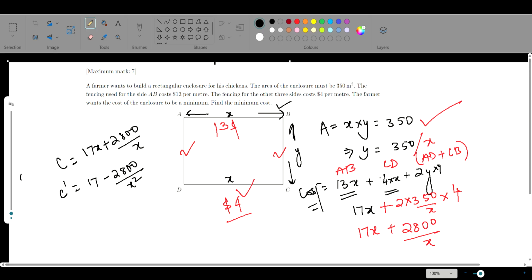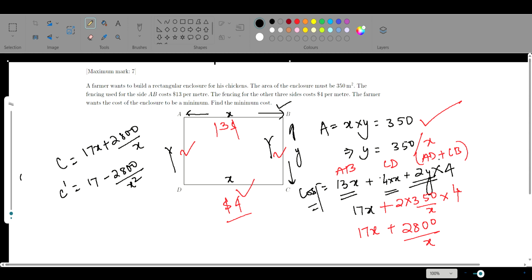Where did the 2 come from? The 2 comes from AD and BC. AD is Y and BC is Y. So when I add the Y and Y, it becomes 2Y. And the cost for the enclosure is $4. So that's why I multiplied 2Y with $4.